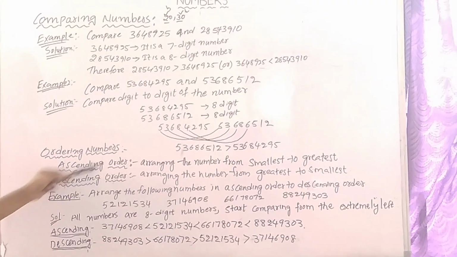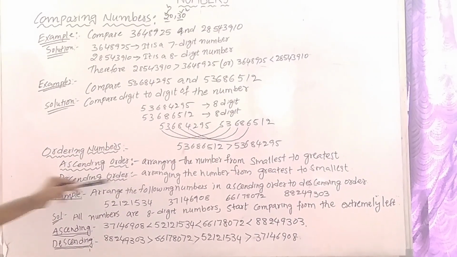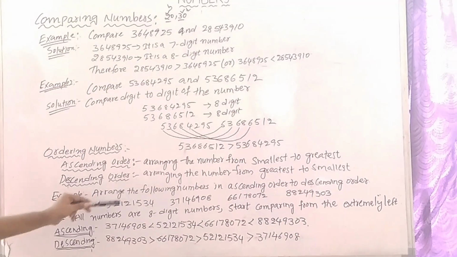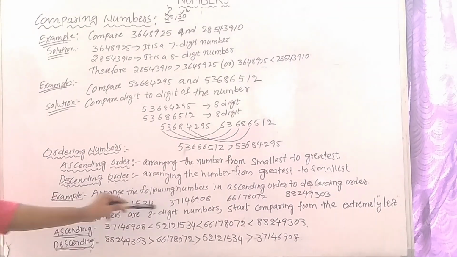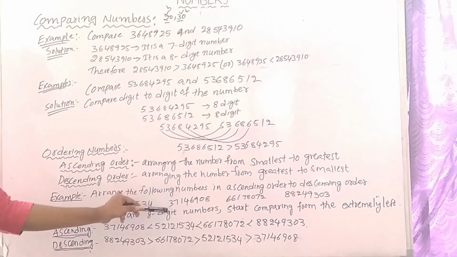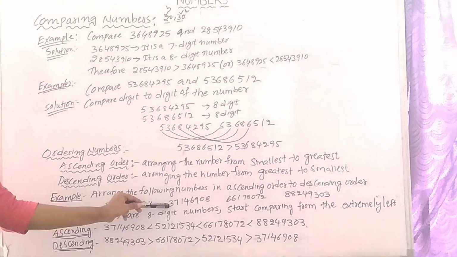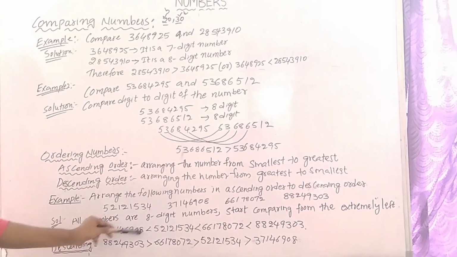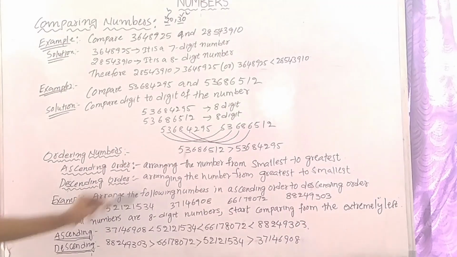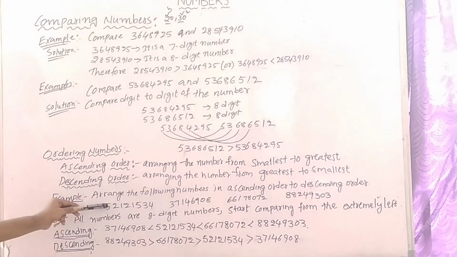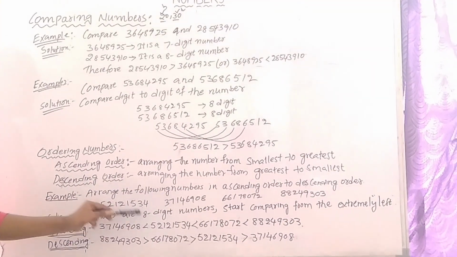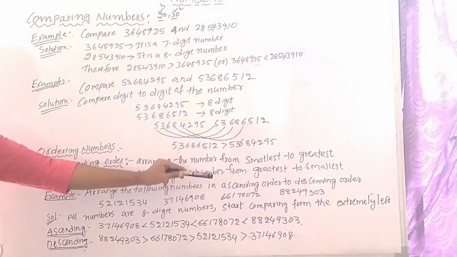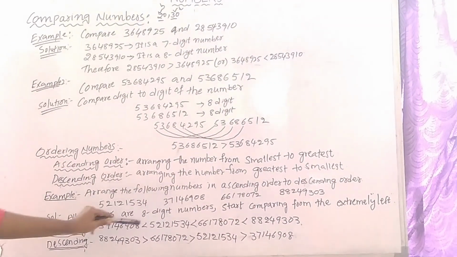Ascending order means what? Smallest to greatest. Descending means greatest to smallest. First we have to find the ascending order. Ascending means smallest to greatest. So which is the smallest number we have to choose? From here, 5, 3, 6, 8, which is the smallest? 3 is the smallest, so first take this number. Now 5, 6, 8, which is the smallest? 5 is the smallest, so now take this. Next 6 and 8, which is the smallest? 6, take 6. Next, which is the smallest? 8. This is the ascending order.